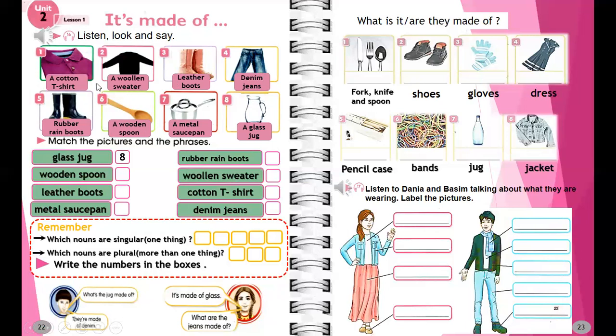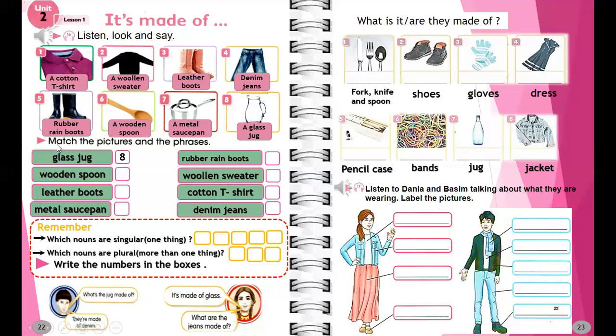After we listen to track 16, make sure of your answers, يعني لازم أنتم تكتبون هذه الكلمات تحت الصور. A cotton t-shirt, a woolen sweater, leather boots, ما نحط هون لا a ولا an. Denim jeans, also here, don't put a or an, because they are plural. Rubber rain boots, a wooden spoon, هون حطيت a لأن مفرد, a wooden spoon. A metal saucepan, also here singular, we say a metal saucepan. And finally, a glass jug, يعني جرة زجاجية.